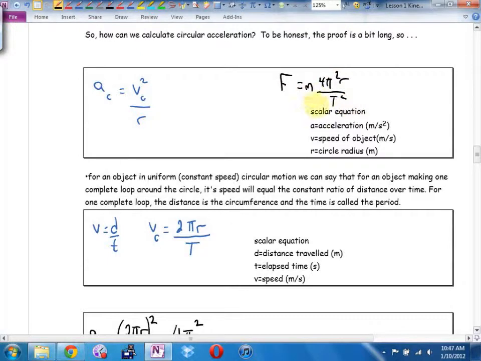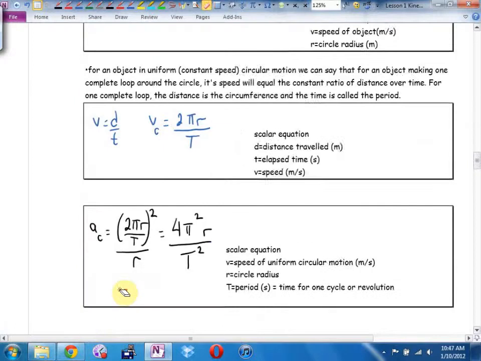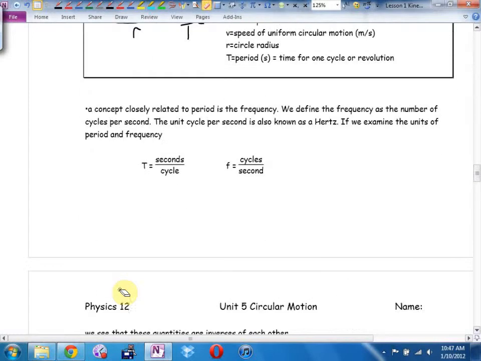By the way, a concept closely related to period is the frequency. We define the frequency as the number of cycles per second. The unit cycle per second is also known as 1 hertz. For what it's worth, period is how many seconds to go around once. Frequency is how many times you go around once per second. They're reciprocals of each other. Period is 1 over the frequency. Frequency is 1 over the period.